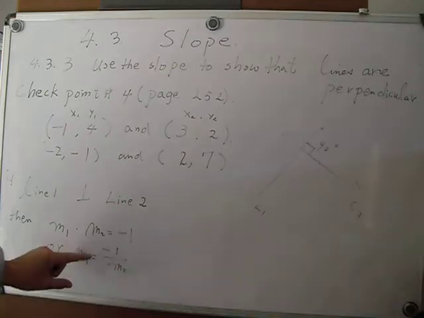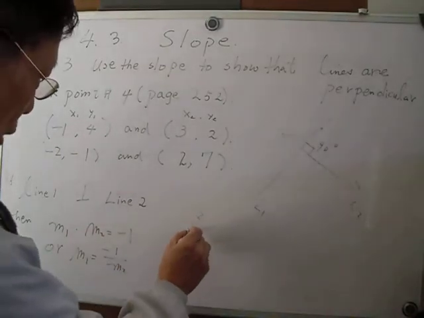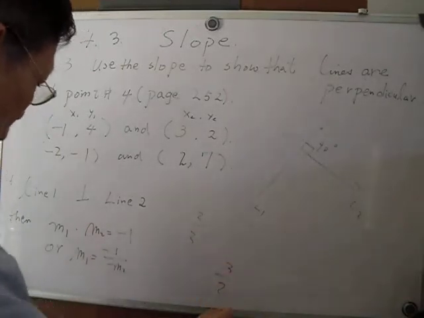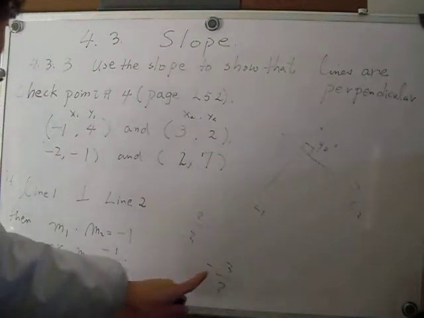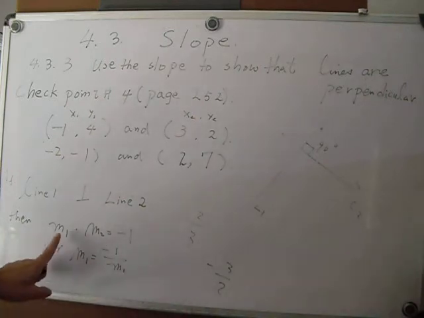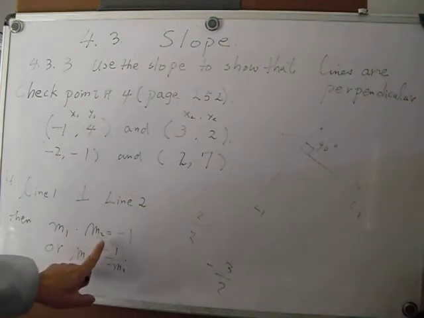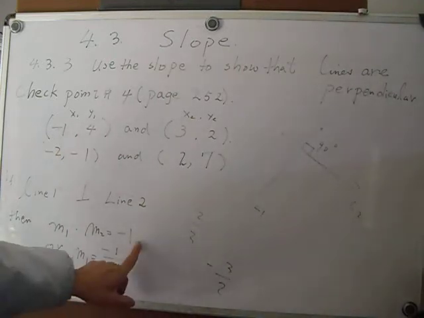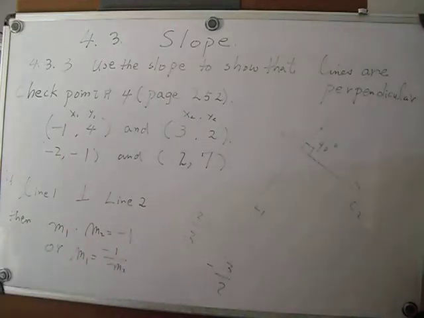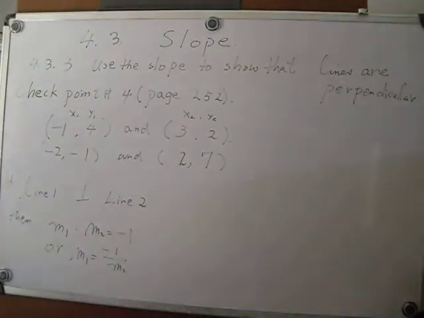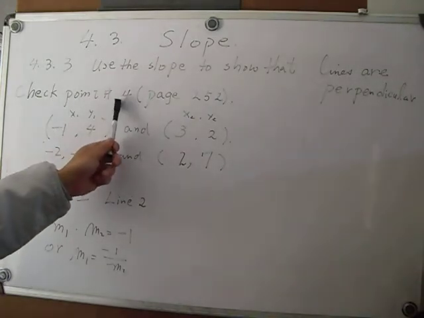It looks like this, meaning one slope is 2/3, and for the other slope you just flip over your fraction and then put the opposite sign. If this is positive, this is negative. This is called negative reciprocal, or another way you can say it is the product of the slopes is -1. Okay, vice versa. Anytime you see the product of the slopes is -1, the lines have got to be perpendicular to each other.